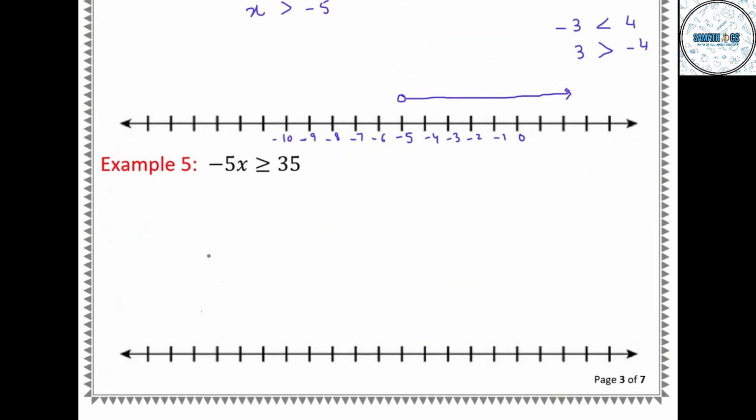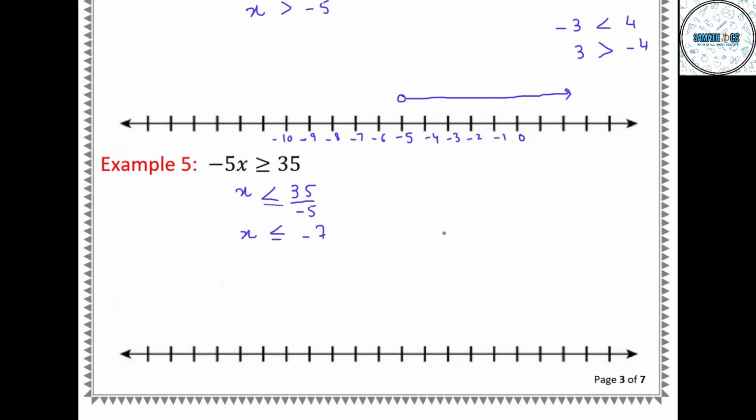Let's do another example. Minus 5x is greater than or equal to 35. We know x is multiplying by minus 5 and when we take it on that side, then 35 will be divided by minus 5. So whenever it is dividing by minus 5, the sign of inequality would be changed, no matter if it is greater than or equal to or only greater than. So x is less than or equal to minus 7.